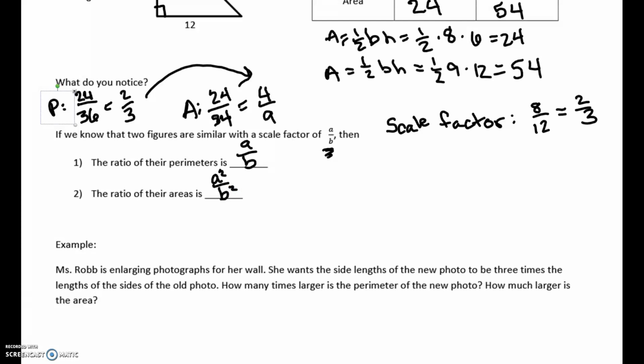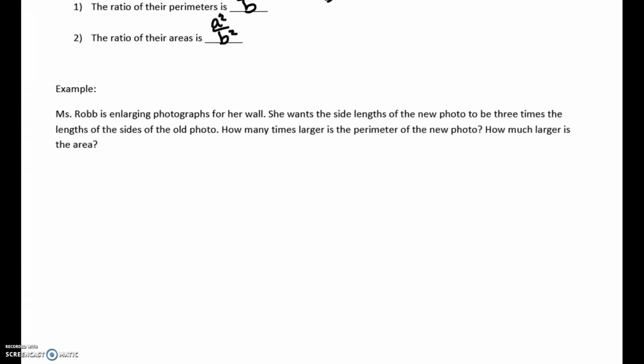So let's take a look at this question here. Miss Rob is enlarging photographs for her wall. She wants the side lengths of the new photo to be 3 times the lengths of the sides of the old photo. How many times larger is the perimeter of the new photo? How many times larger is the area? So if I'm making something 3 times as long on the sides, then my scale factor is going to be 3 to 1, right?